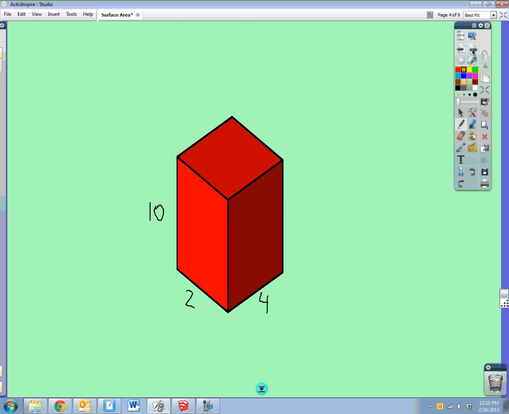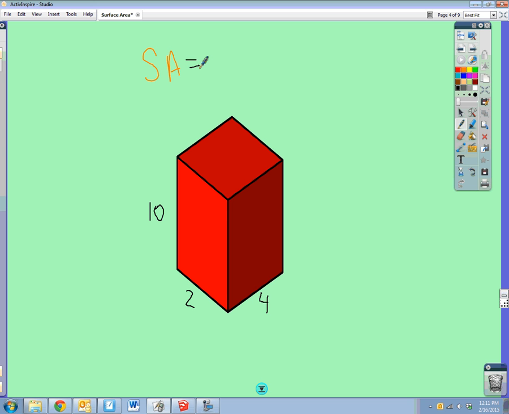Give this one a try. It's very similar. Find the area of the front, double it to find the area of the back. Find the area of the top, double it to find the area of the bottom. Find the area of the side, double it to find the area of the other side. Add them all together, and you should get the right surface area. So again, pause it, try it on your own. I'm going to assume that you paused it and tried it on your own.